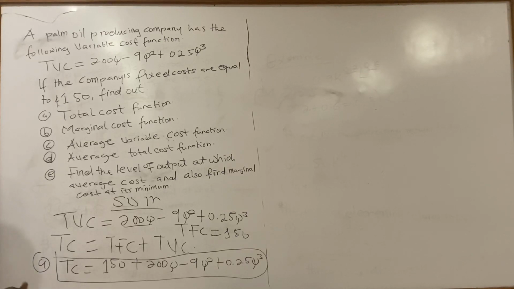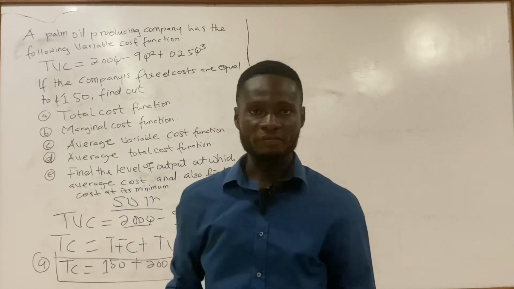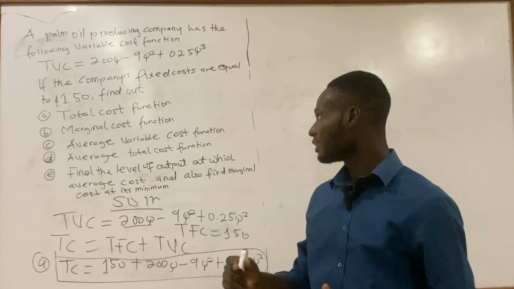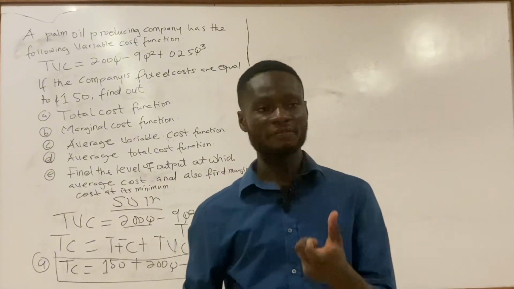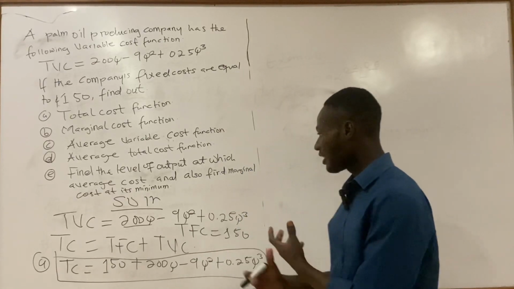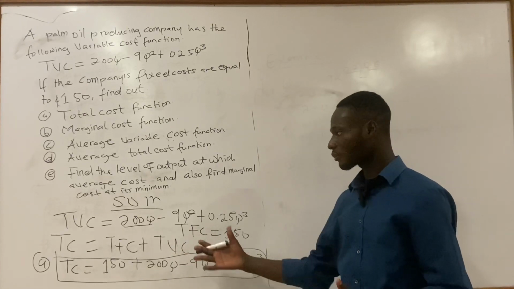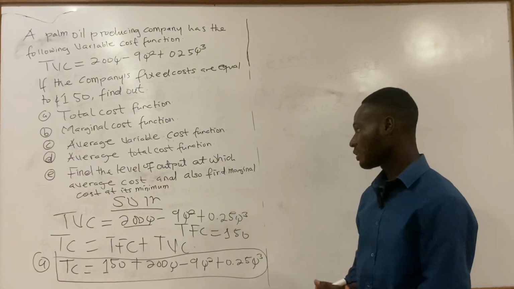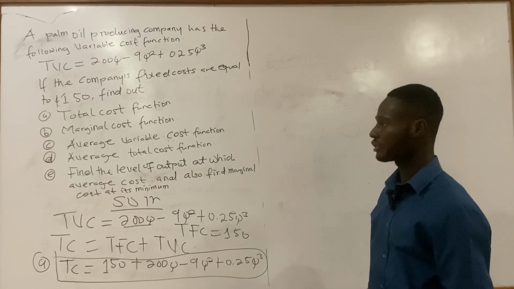So having the total variable cost and the total fixed cost, and you are asked to find the total cost function, all you do is state your formula: total cost function is equal to total fixed cost plus total variable cost. After that, you just plug in your values for the total variable cost and the total fixed cost. So that is very simple for the total cost function.